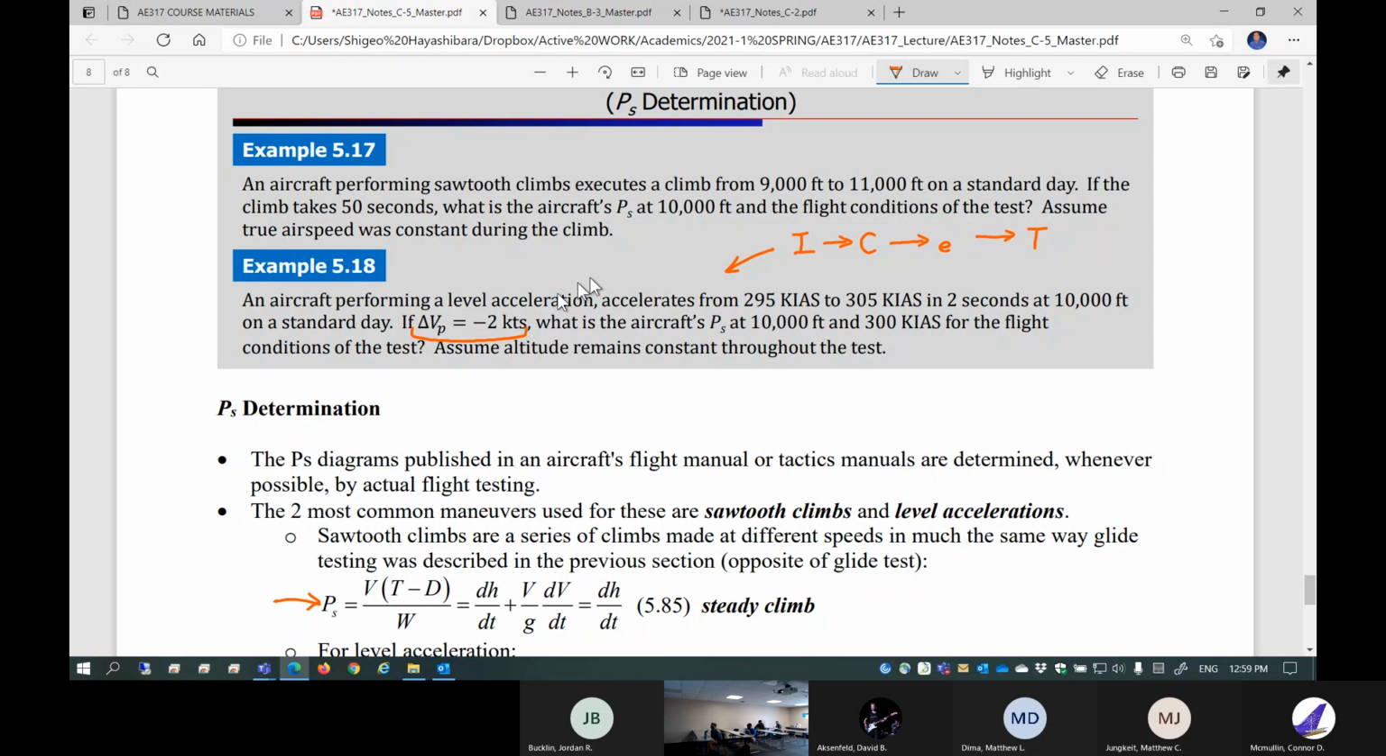Position error makes KIAS to KCAS calibrated. Then by multiplying the F factor, it is going to make it equivalent KIAS. And then if you know the actual density of the flight altitude, multiply by the square root of the density ratio, and that is going to get you true airspeed, KTAS. So you have to go through this process anyway.